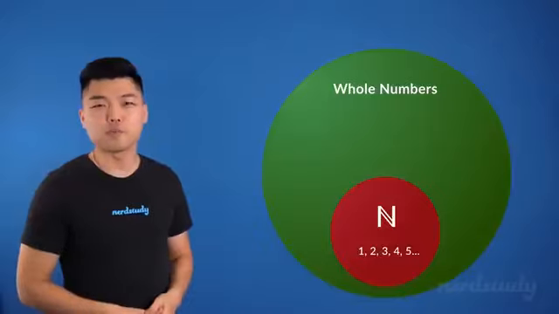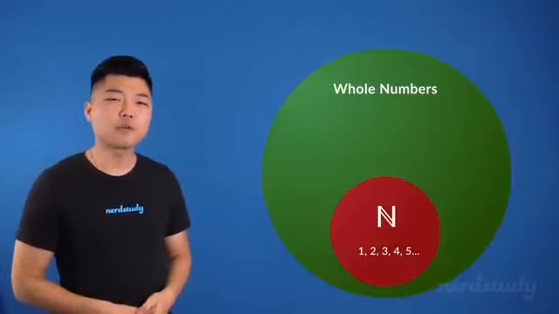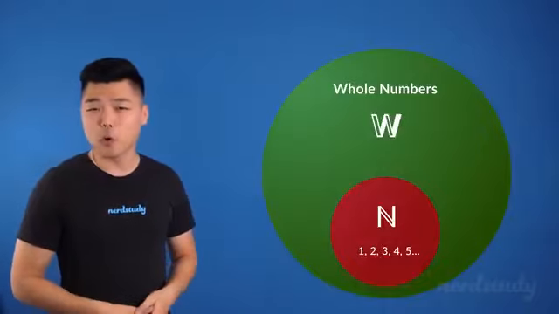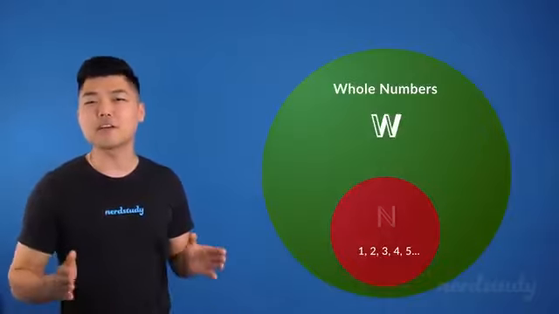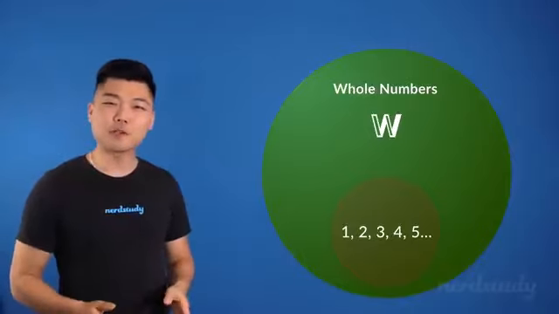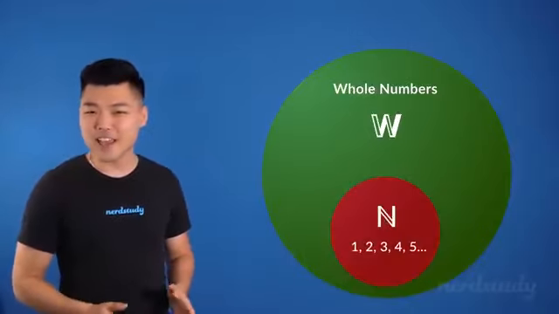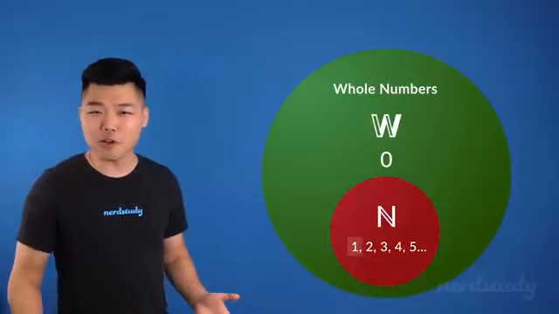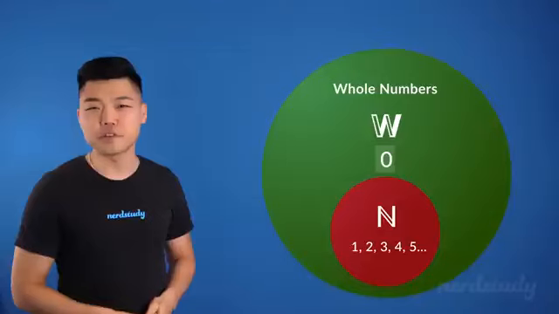The next layer of numbers are the whole numbers. Whole numbers can often be denoted using this symbol. Now, the classification of whole numbers are exactly like natural numbers, in that it includes all of the natural numbers and it also includes 0. So instead of starting from 1, whole numbers start from 0.